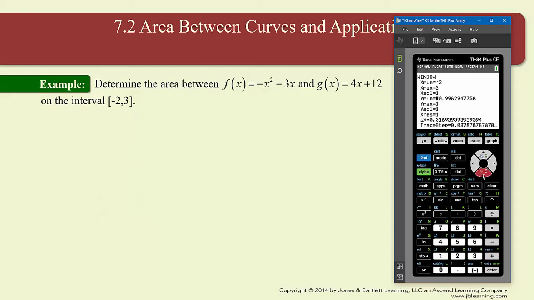Y min and y max, I really don't know. So let me just start off by saying, I'm going to make my y min negative 10, and I'm going to make my y max positive 10. Let's see if I can see what's happening here. So here I'll go. I'll make the graph.